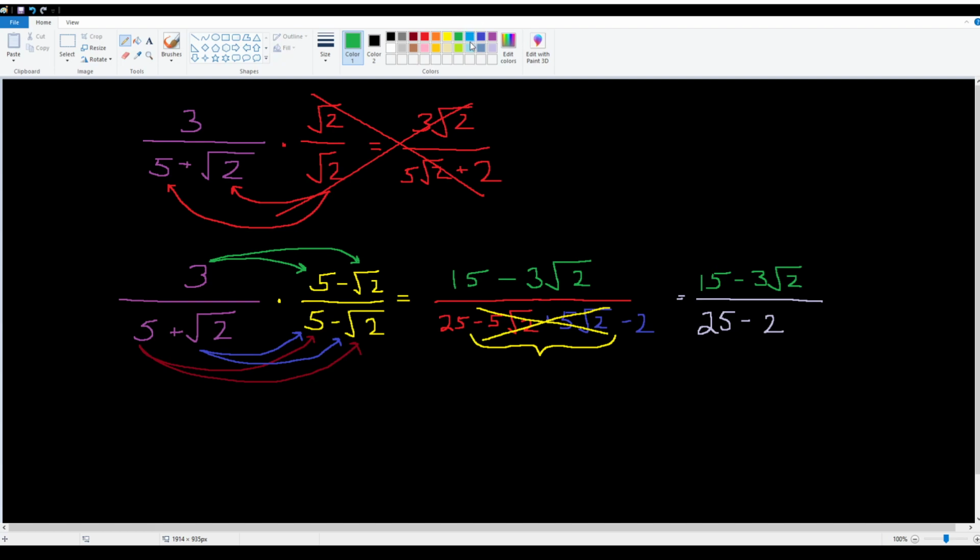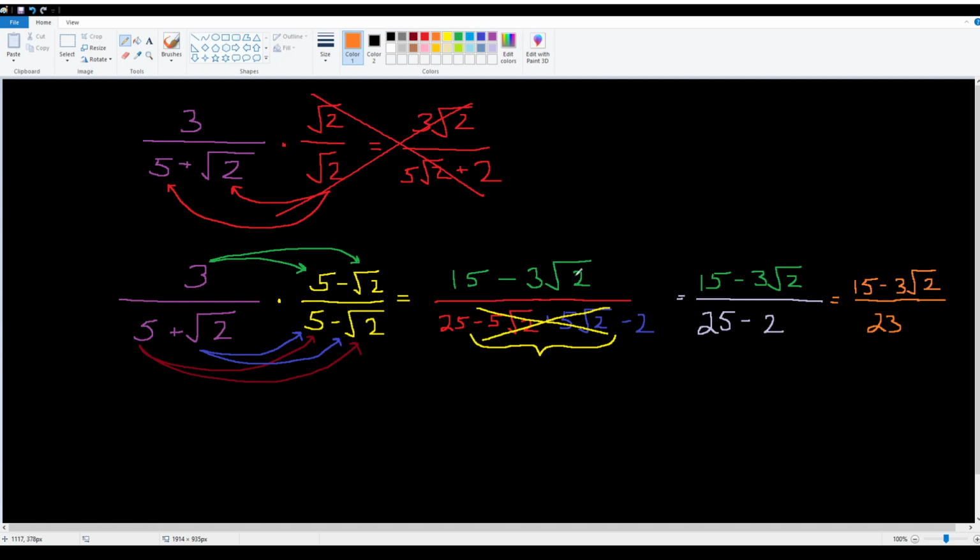And the bottom here, I can simplify that bottom part, so that's going to become 25 minus 2 is 23. The top part is going to stay as 15 minus 3 square root of 2. And now this is going to be my final answer.